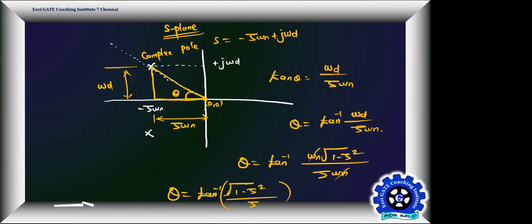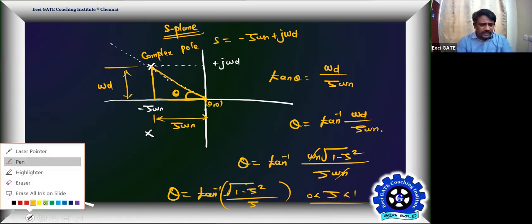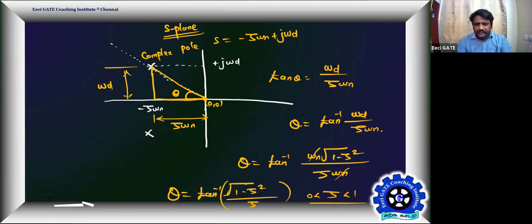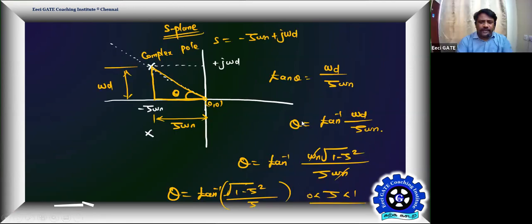So the point is, the angular position of the pole with respect to the origin simply depends on your damping factor. Remember, the damping factor of an underdamped system lies between 0 and 1. Hope it is clear. So let me take that triangle alone, the damping triangle alone, once again.